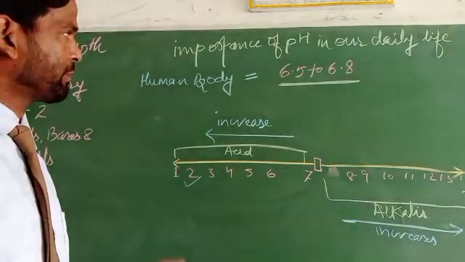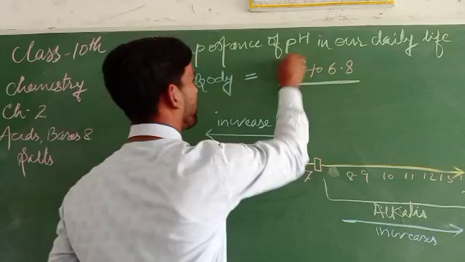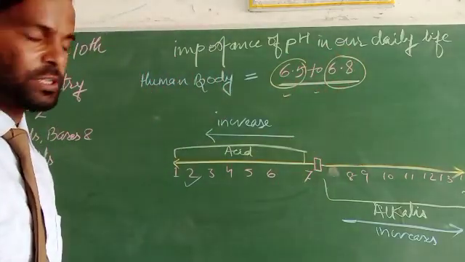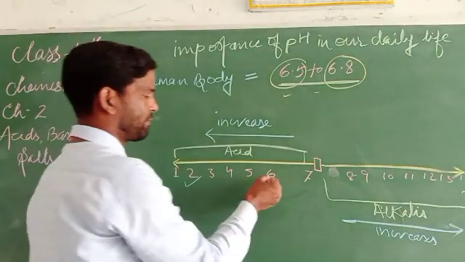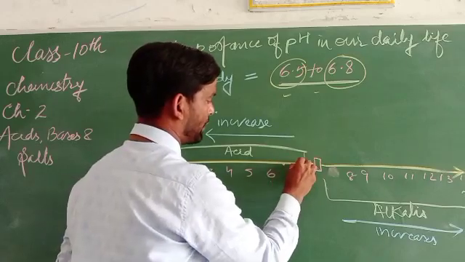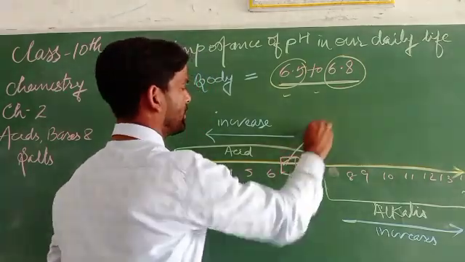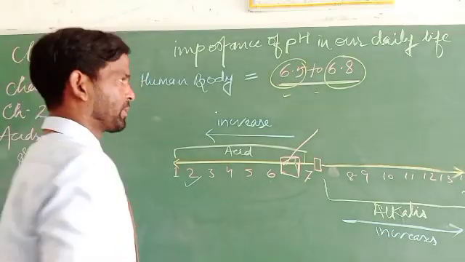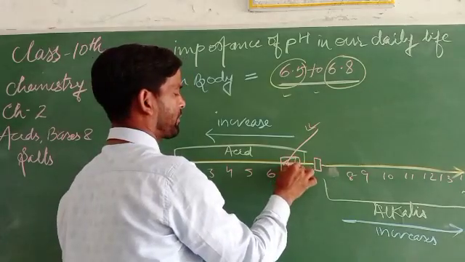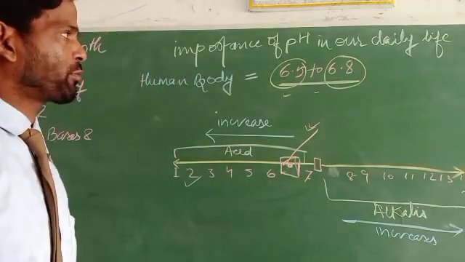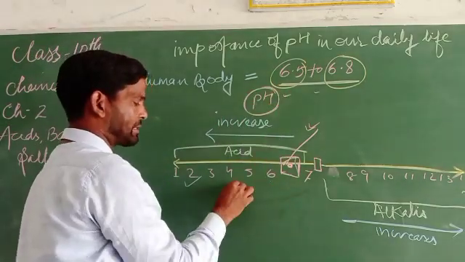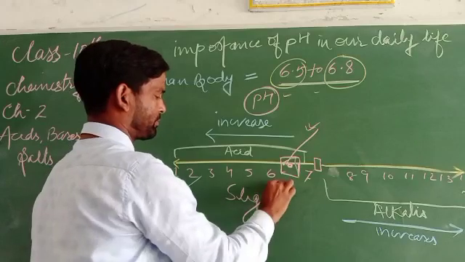On that basis, which type of substance is 6.5 to 6.8, something from here to here? These values are kept for the human being. If it is found to be 6.5 to 6.8, it is the pH range of a human body, so it is slightly acidic in nature.